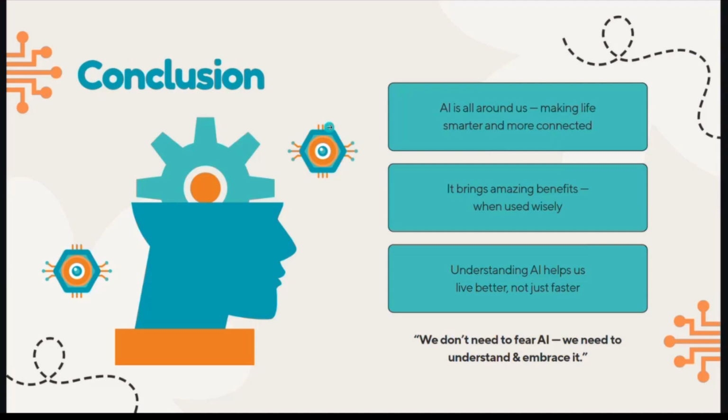So the conclusion is that AI is around us, making life smarter and more connected. It's not going anywhere at all. So we need to embrace it. It really brings amazing benefits when it's used wisely and correctly and intentionally. And understanding AI helps us live better, not just faster, because there's also value in what it can do beyond just getting something done very quickly.